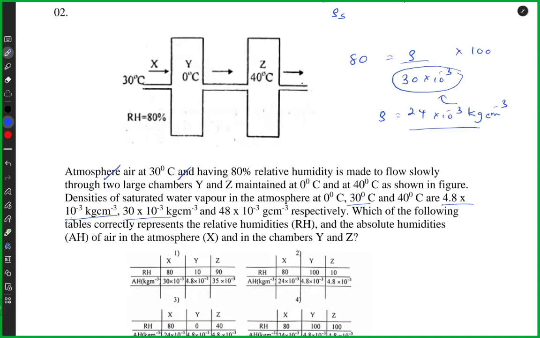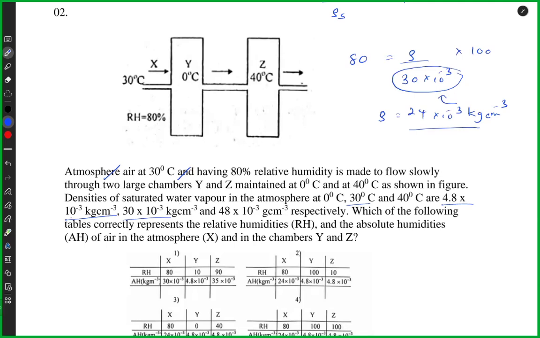Sorry, not the air that condenses: the excess water vapor is going to condense into water. So the space is going to be saturated. Room Y is going to be saturated, which means the excess is going to be condensed. So what's going to happen then?